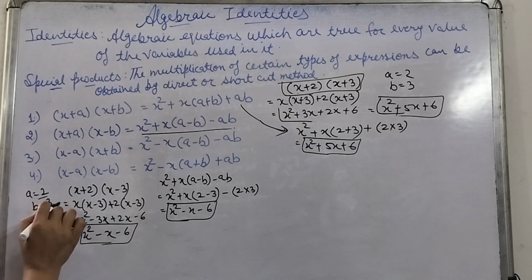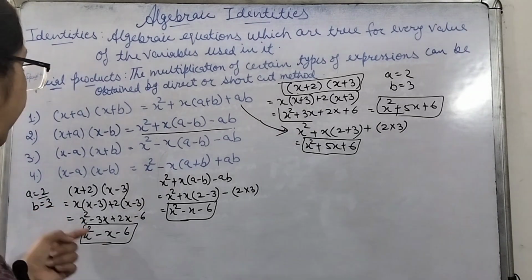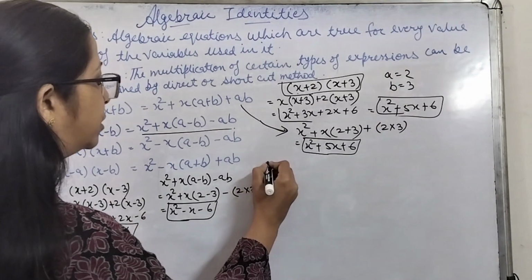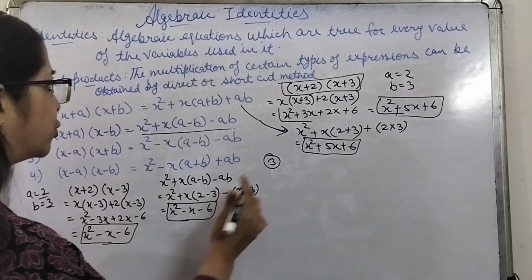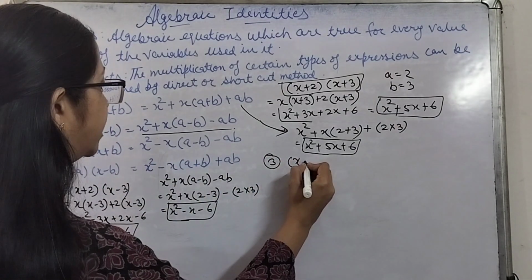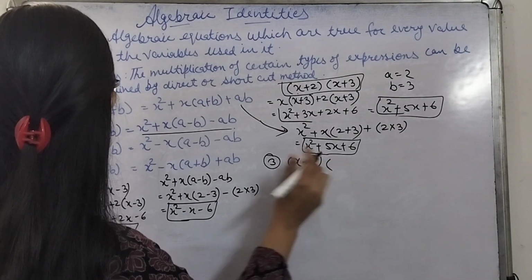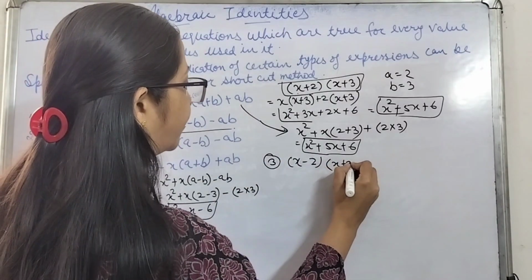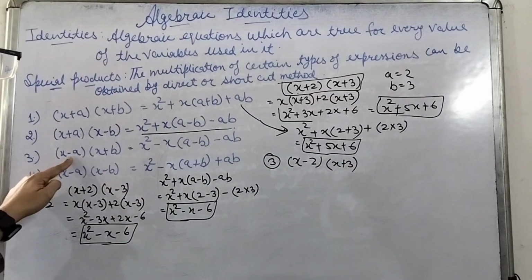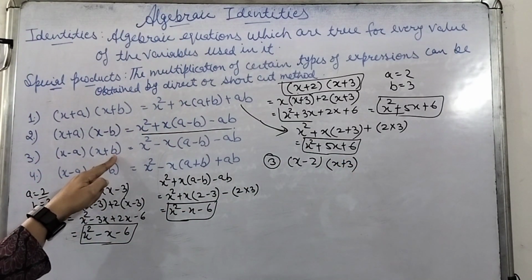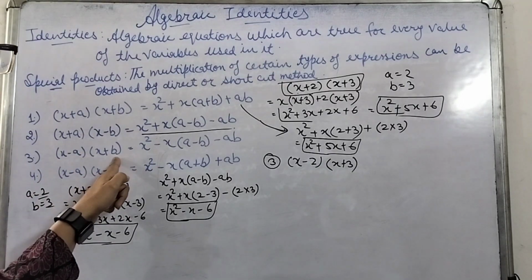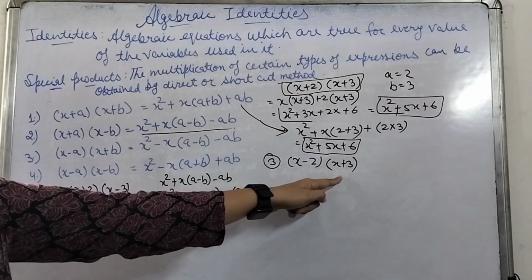Again I am taking the same values. a is equivalent to 2 and b is equivalent to 3. So the third case I am taking. This will become x minus 2 multiplied by x plus 3. Instead of a I have taken 2, instead of b I have taken 3. So it has become x minus 2 multiplied by x plus 3.